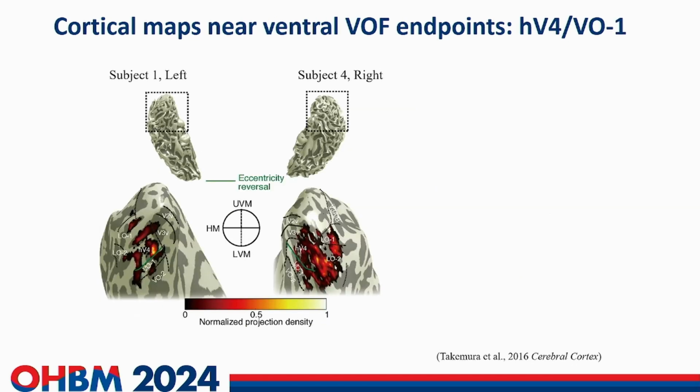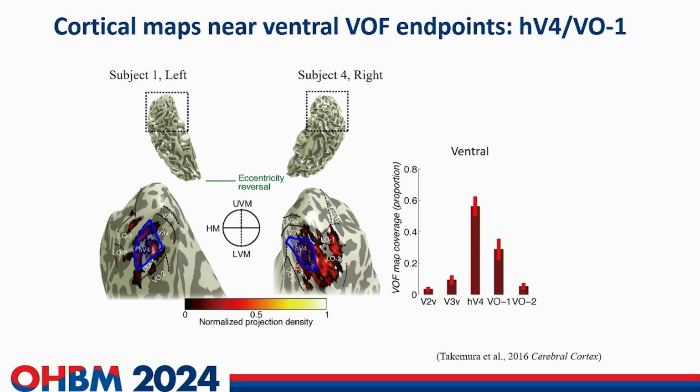Then we rotate and check the ventral side of the visual cortex, and again we parcellate brain areas based on retinotopic measurements in functional MRI. We consistently found that the endpoints of the VOF are located near the fourth visual area, hV4, ventral occipital area 1, and a few other neighboring areas.